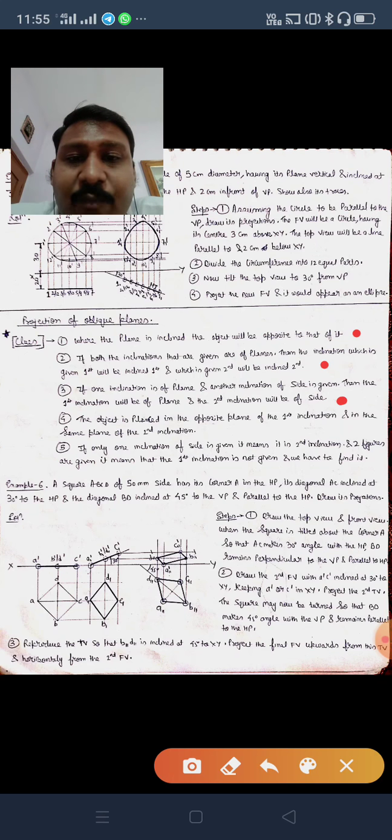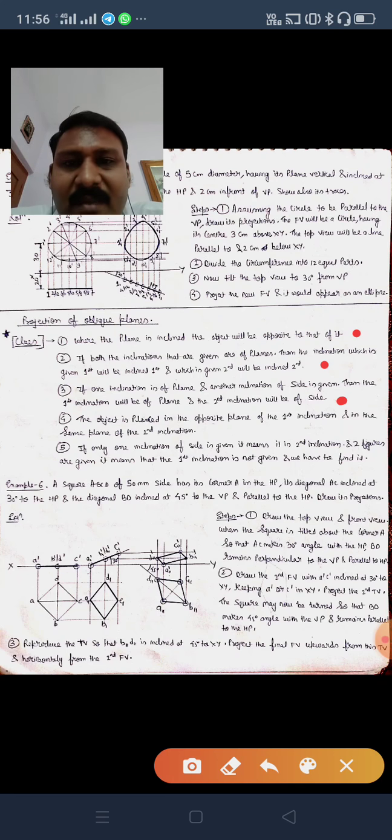If one inclination is of plane and another inclination is of side, then the first inclination will be of plane and the second inclination will be of side. So it is easier. If the inclination of plane is 30 degree to HP and the inclination of side is 45 degree to VP, then definitely the inclination of plane is the first inclination. In HP it is first inclined, so the object will be in VP, and the second inclination of side is 45 degree to VP, so the object will be in the same plane, so definitely it will be in VP.